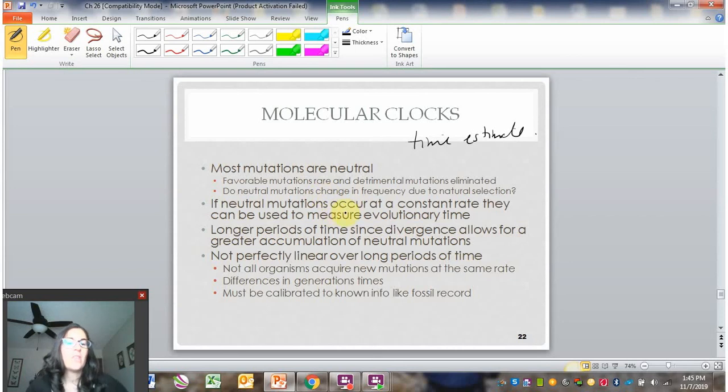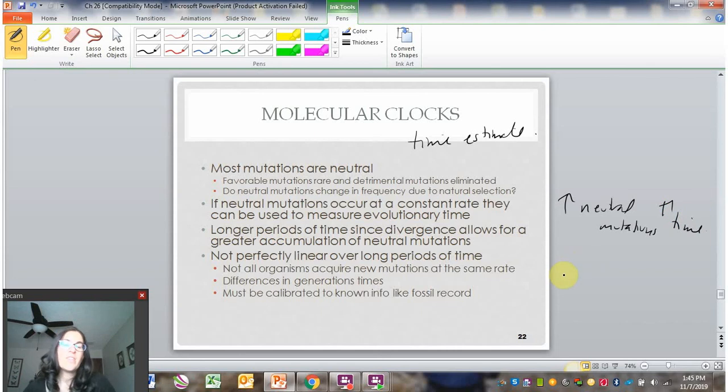Okay. Neutral mutations, again, they're happening all the time, but they're not influenced by natural selection. Because they're neutral, they're just going to build up in our DNA, and they will neither increase in frequency nor decrease in frequency. So neutral mutations are occurring at a constant rate generally, and so they can therefore measure time. So the amount of neutral mutations that we have is a readout for time. Okay, so we get increased neutral mutations as we have time progressing.